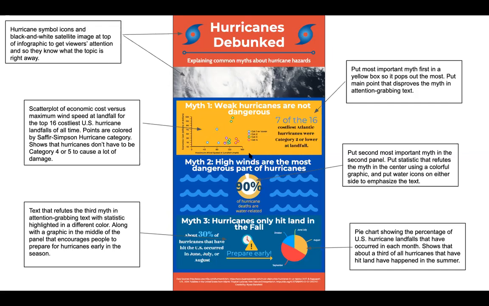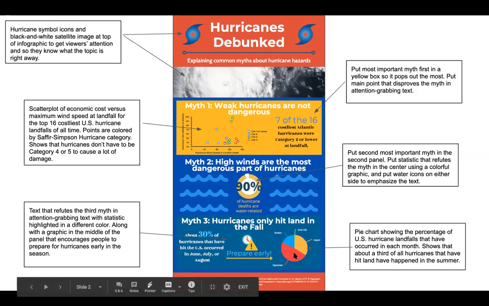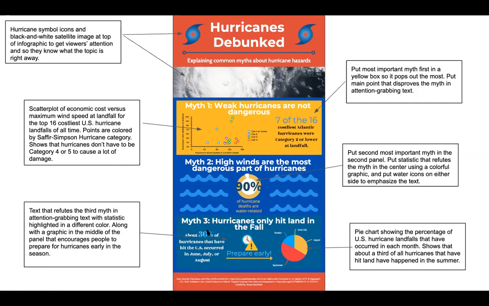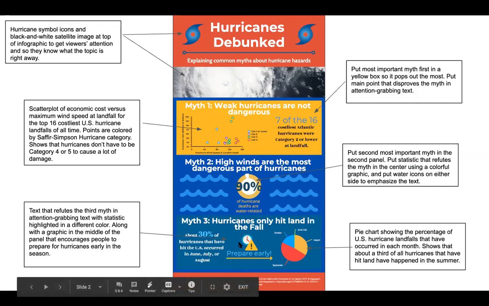For the second one, I just used a simple statistic, kept it simple, and used some water icons to convey the message. And then for this last one, I used a pie chart as well as text with the most important statistic in a different color and larger to highlight it, as well as some icons.